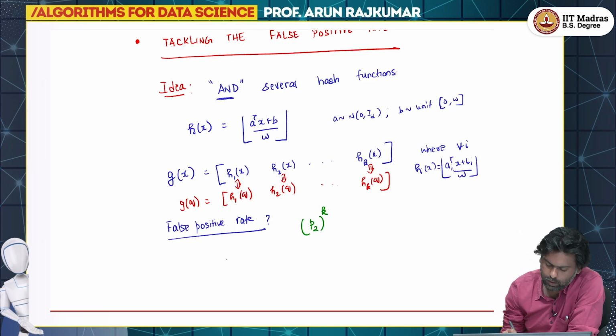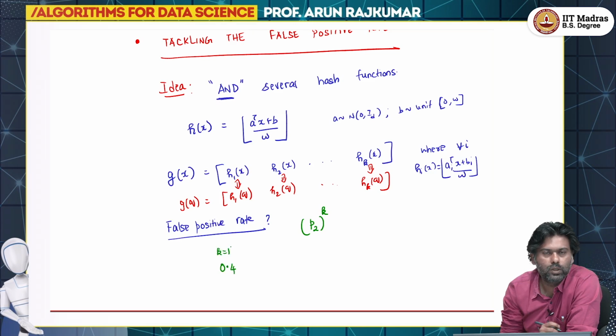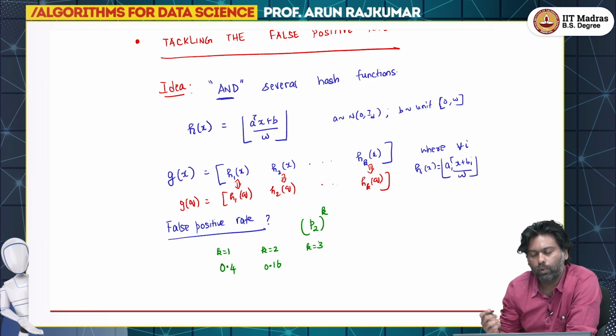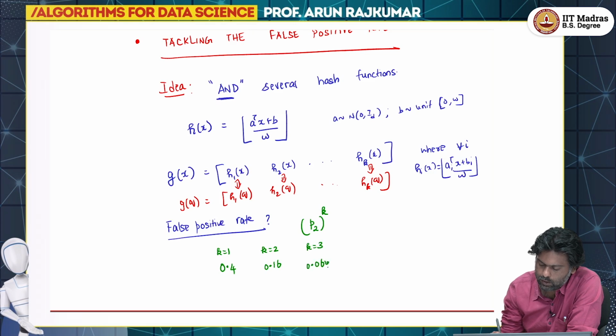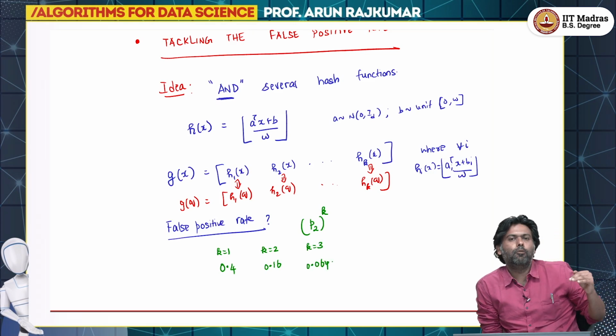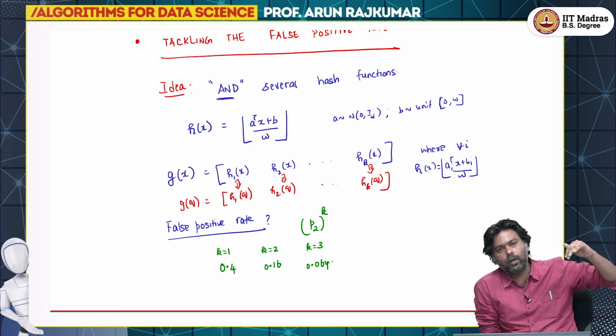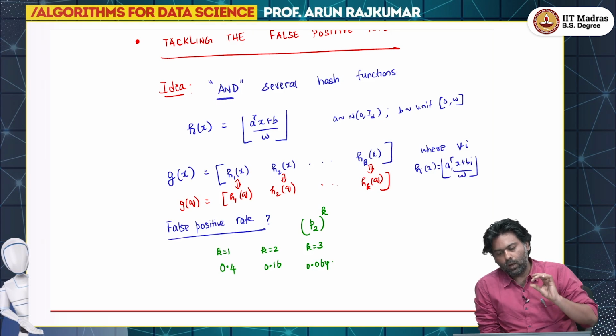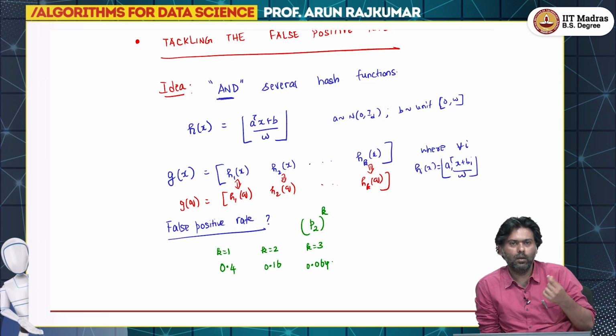That's my false positive rate now, right. So for example, if it was 0.4 when k equals 1, that is when I am using just one hash function, when k is 2, then it suddenly becomes 0.16. When k is 3, it becomes 0.4 times 0.4 times 0.4, which is 0.064. And as you can see, the false positive rate decreases really quickly, right. So now I need to know how many such hash functions I should AND, right. So what is my goal?